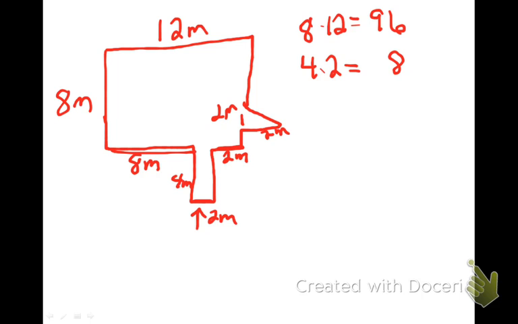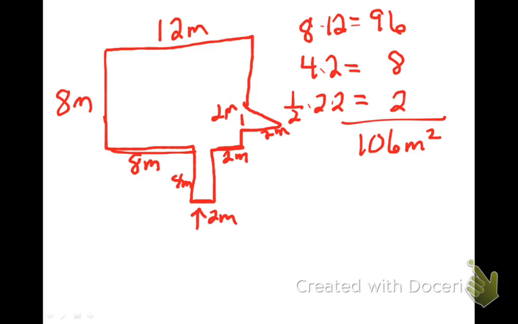Then we have our triangle here, which is going to be 1/2, a base of 2 and a height of 2. So that would give you 2 for that. You add all those up, you get 106 meters squared. So if you don't have a shape that you know, see if you can break it down into parts that you can then tell what they are.